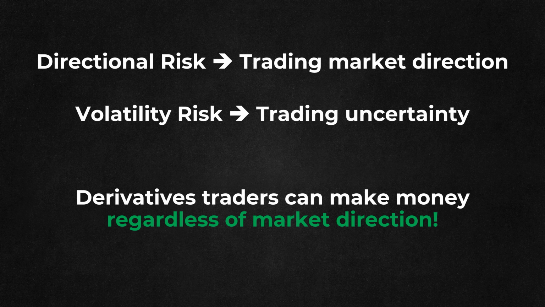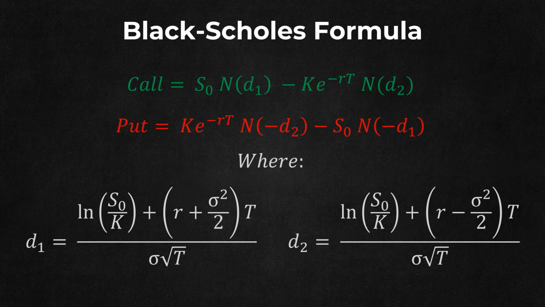Let me quickly demonstrate how it's possible to make money regardless of market direction. This is only possible due to a very famous formula in the world of finance, which is the Black-Scholes formula. The 1997 Nobel Prize in Economics was given to the men who came up with this formula, Myron Scholes and Robert Merton. Fischer Black passed away before the Nobel. I have a video here on the channel explaining the formula more carefully. I'll leave it in the cards.